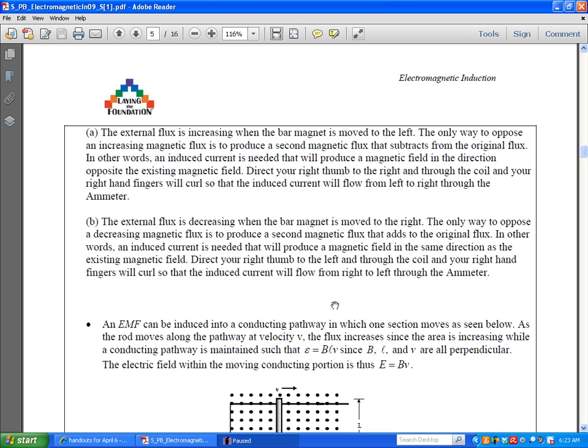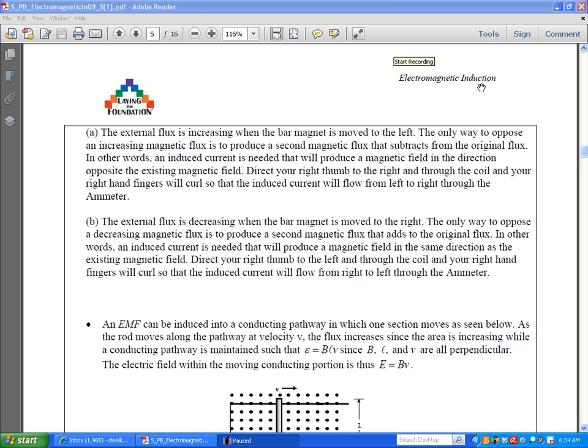The external flux is decreasing when the bar magnet is moved to the right. The only way to oppose a decreasing magnetic flux is to make a field that adds to the original. So an induced current is needed that will produce a magnetic field in the same direction as the existing magnetic field. Direct your right thumb to the left and through the coil, and your right hand fingers will curl so that the induced current flows from right to left.